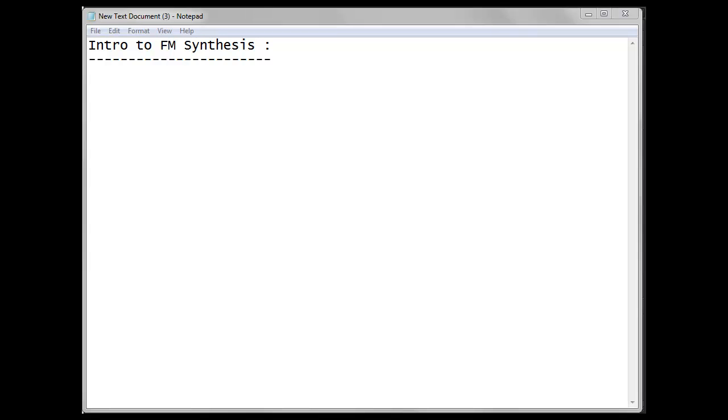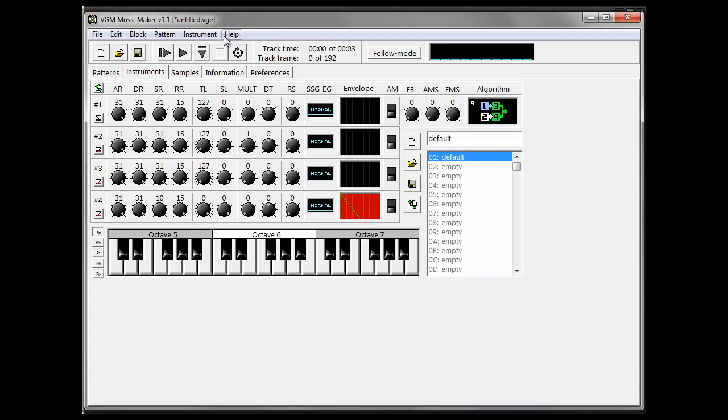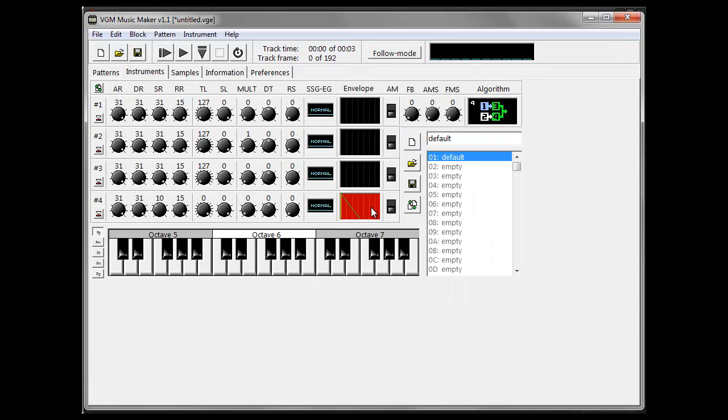I'm going to try and do something a bit more in the middle, as a kind of beginner's guide or an introduction to FM synthesis. As you can maybe see, we're going to use three tools. We're going to use Notepad, which is awesome. We're going to use Renoise, which is awesome. And we're going to use VGM Maker, which is by Shiru, as you can see here. And he's awesome. He's very, very active. And VGM Maker kind of sounds a lot like a Mega Drive.